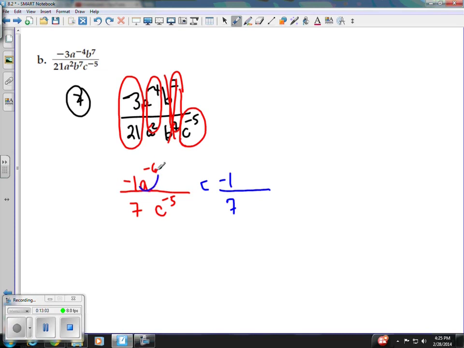Now look at my first one. I have a to the negative 6 power. He doesn't want to be on the top. He wants to go to the bottom. So over here, I'm going to write a to the positive 6th on the bottom of the fraction. Same way, my c to the negative 5th didn't want to be on the bottom anymore because he has a negative power. He wants to go to the top. So it's now c to the positive 5th. And that's our final answer.